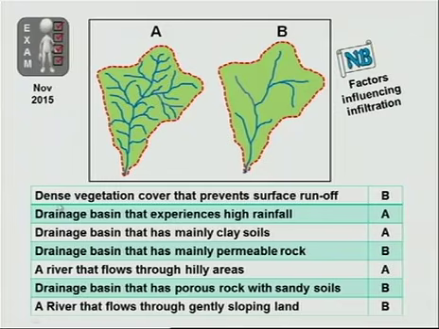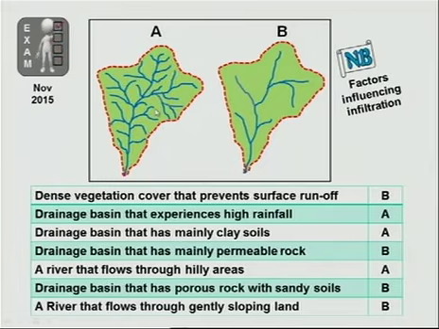Here we've got the first one. Dense vegetation cover that prevents surface runoff. Okay, so we've got here B. Drainage basin that experiences a high rainfall. Very easy. You can see this one has a much higher rainfall than that. Agree with me. Okay, more rivers. Drainage basin that has mainly clay soils. Now, here we've got drainage basin, clay soils.